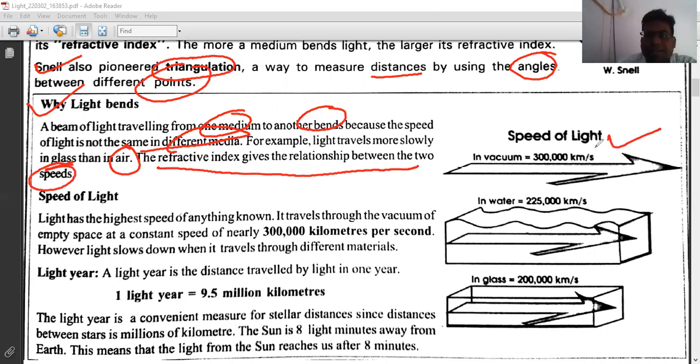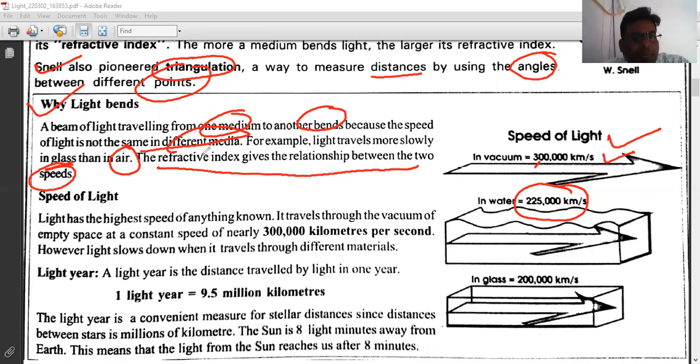Here it is written that in vacuum, the speed of light is 3 lakh kilometers per second. But in water, you can see that its speed is less as compared to vacuum. So when the medium becomes denser, the speed of light becomes slower.